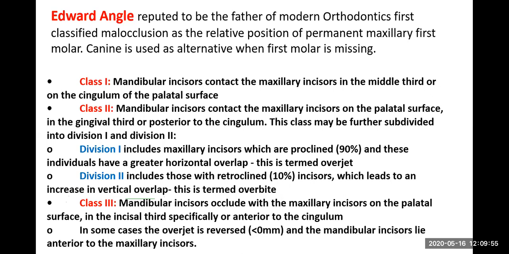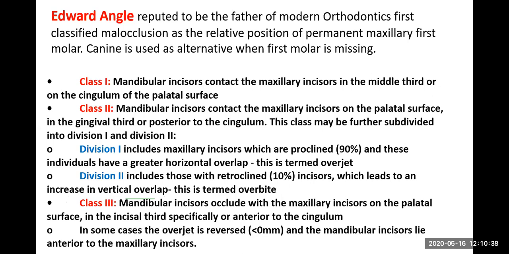And he defined class one of malocclusion as when, in relation to the incisor, the mandibular incisor makes contact with the maxillary incisor in the middle third or on the cingulum of the palatal surface. So when the incisor of the lower is making contact with the middle third of the palatal surface of the upper anterior, it is a class one relationship. You get it clearer as we move along. Class two is when the mandibular incisor contacts the maxillary incisor on the palatal surface in the gingival third or posterior to the cingulum. This class may be further divided into two.